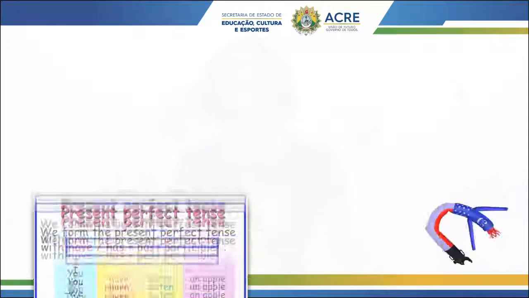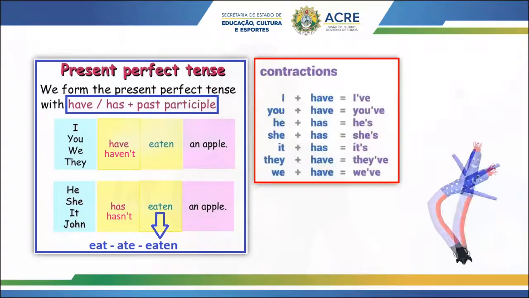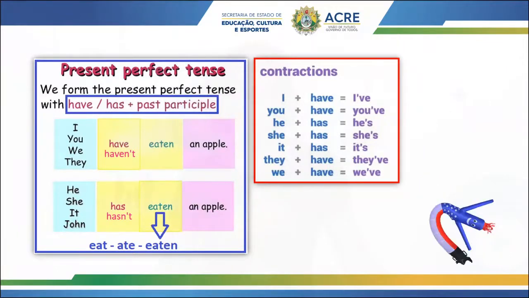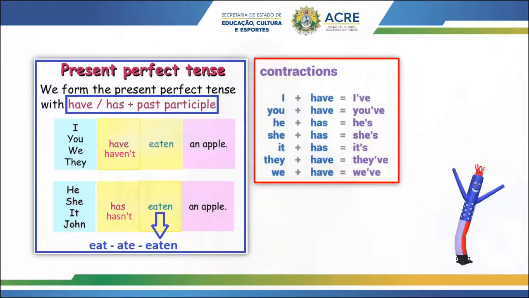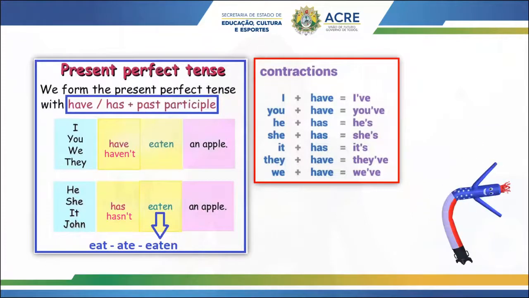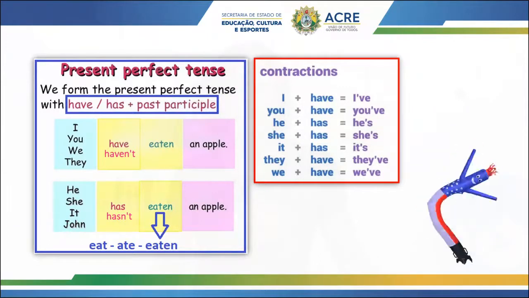Now, let's see the present perfect structure. In affirmative sentence, we use have or has plus past participle. In negative sentence, we use haven't or hasn't plus past participle. With I, you, we, and they, we use have or haven't. With he, she, it, we use has or hasn't.